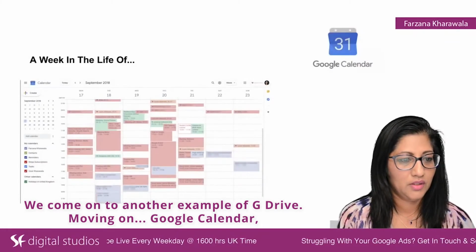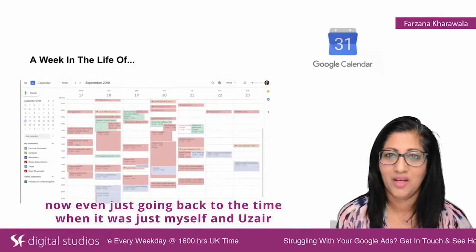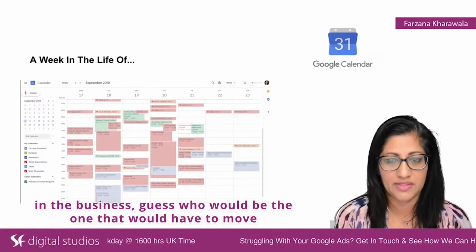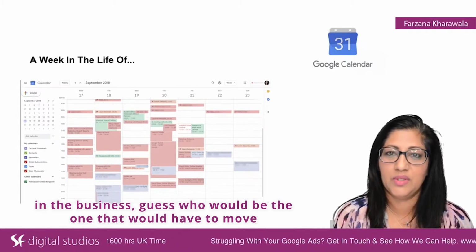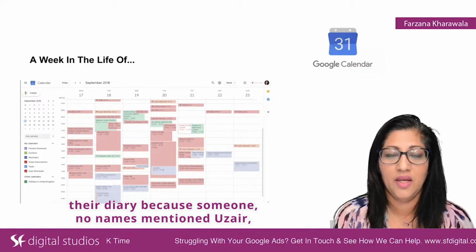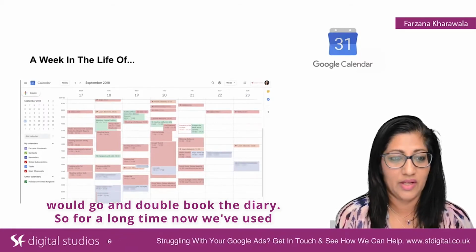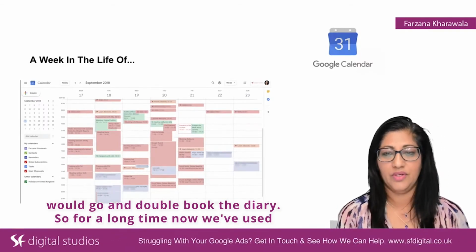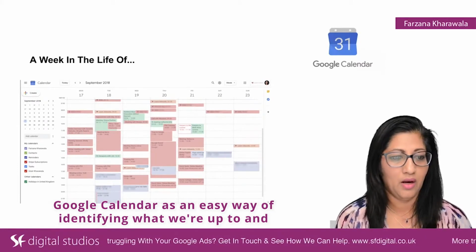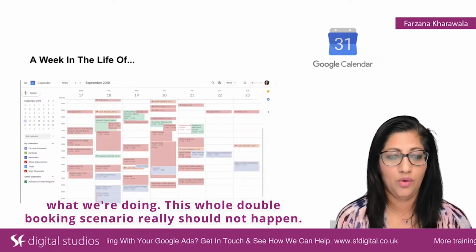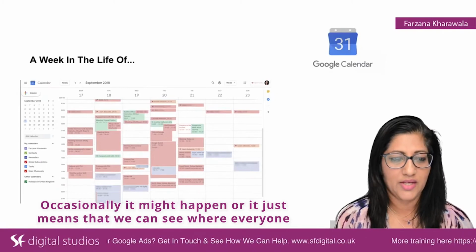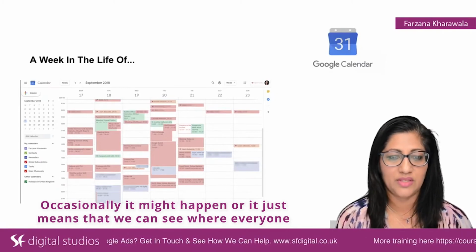Move on. Google Calendar. Now, even just going back to the time when it was just myself and Azair in the business, guess who would be the one that would have to move their diary because someone, no names mentioned, Azair, would go and double book the diary. So for a long time now, we've used the Google Calendar as an easy way of identifying what we're up to and what we're doing. So this whole double booking scenario really should not happen. Occasionally it might happen, or it just means that we can see where everyone is.